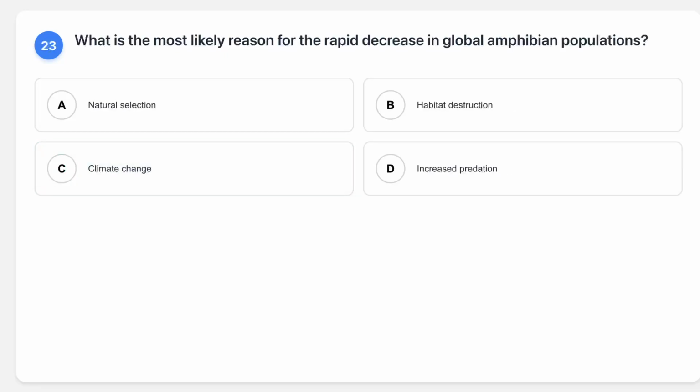Question. What is the most likely reason for the rapid decrease in global amphibian populations? Option A. Natural selection. Option B. Habitat destruction. Option C. Climate change. Option D. Increased predation.